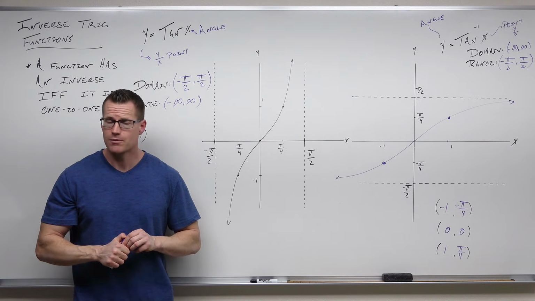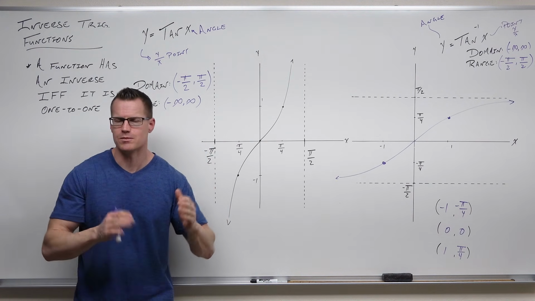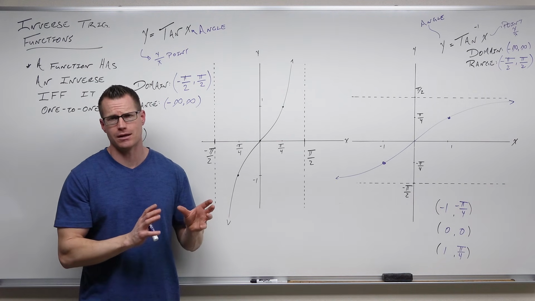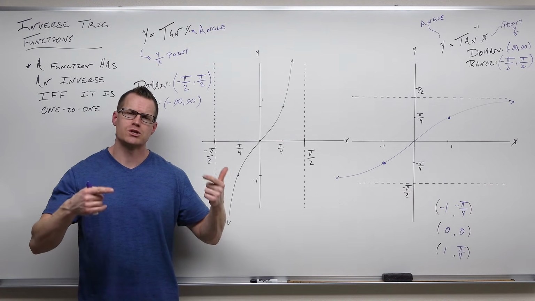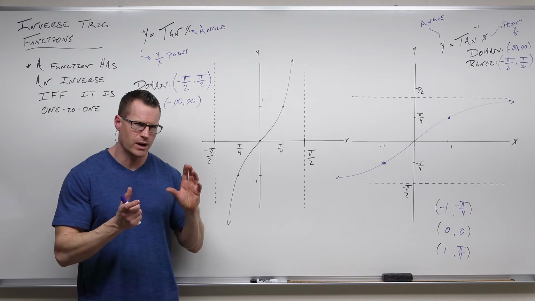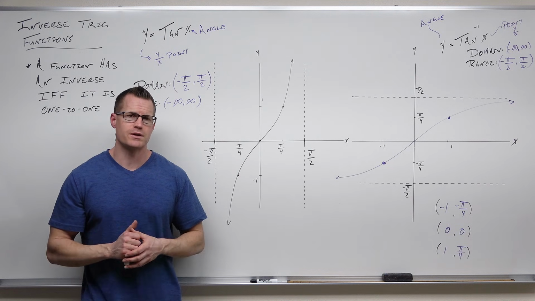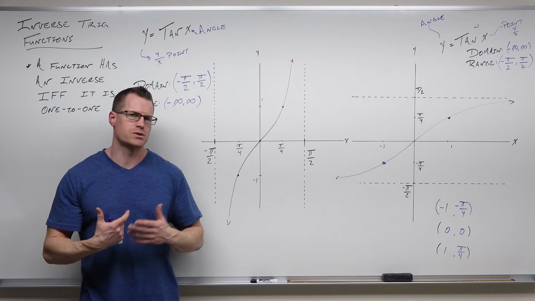This is where these graphs come from, what they look like, and why, most importantly, we have to restrict them to make one-to-one functions so that we can even get inverses. Next video, what we're going to do is talk about how to use it. So we're going to show what the domain has to be, what the range has to be, when you can actually simplify some of these expressions involving sine and sine inverse, or cosine, cosine inverse.